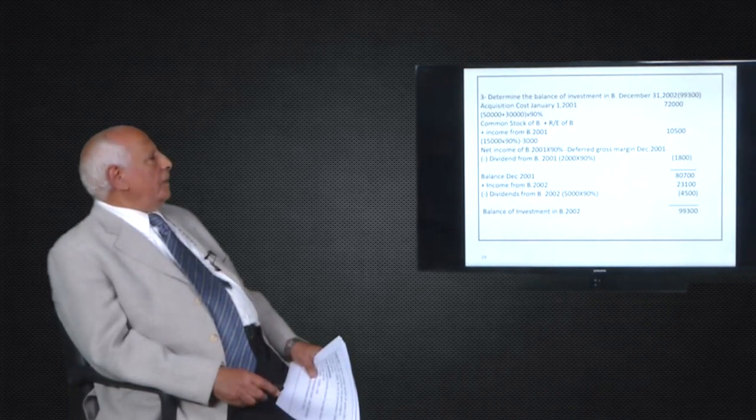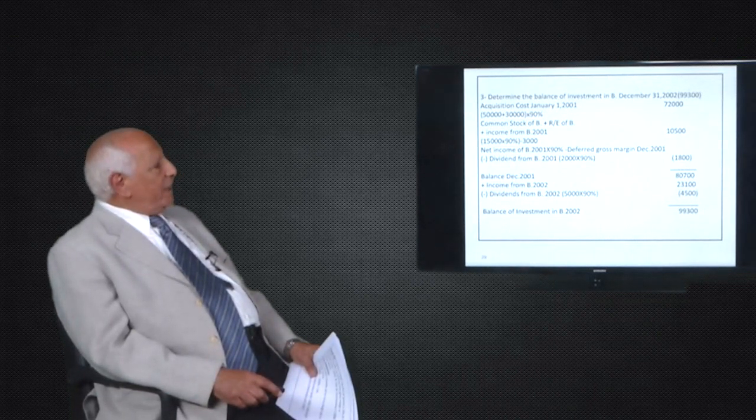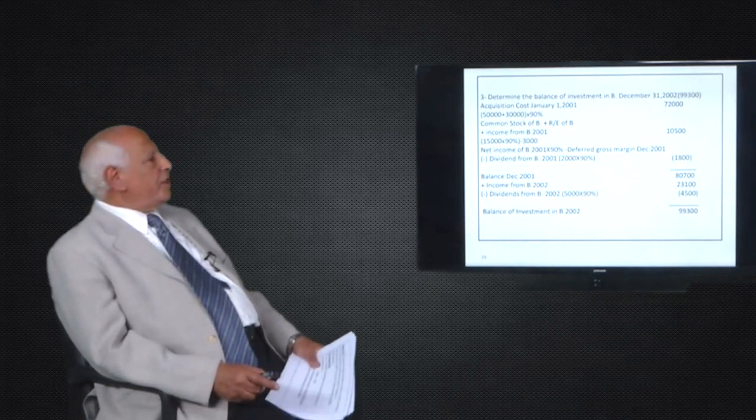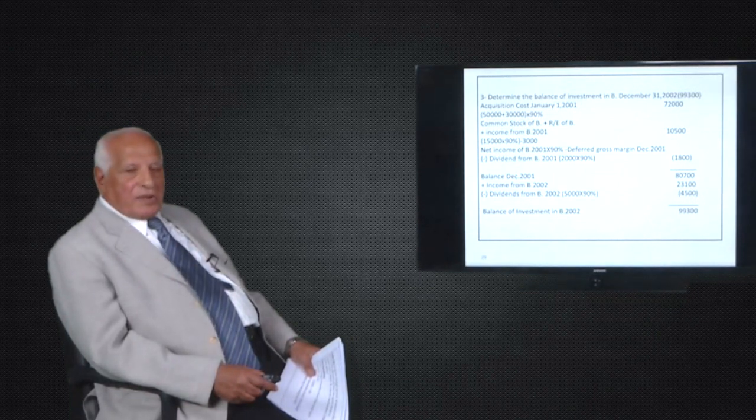15,000 multiplied by 90% minus 3,000. This 3,000 was the deferred gross margin from B's net income. And the dividends, 2,000 multiplied by 90%, I gave you 1,800. If you take this, 72,000 plus 10,500 minus 1,800, it gives you the balance of investment at the end of year one, which is December 2001.